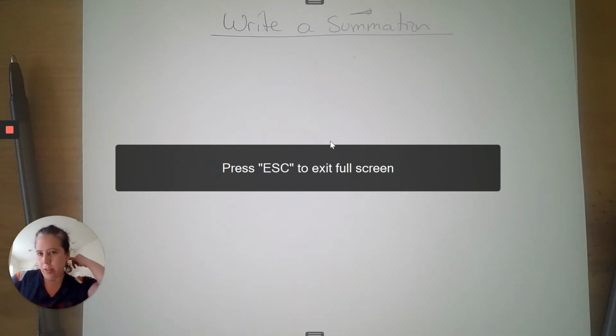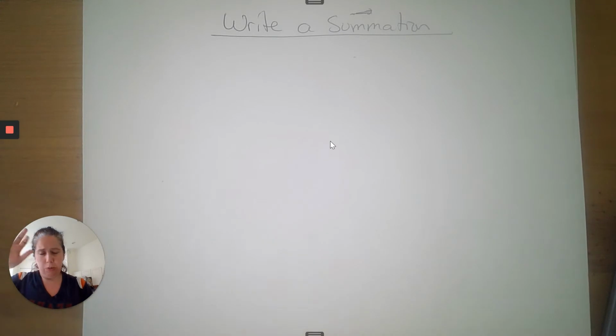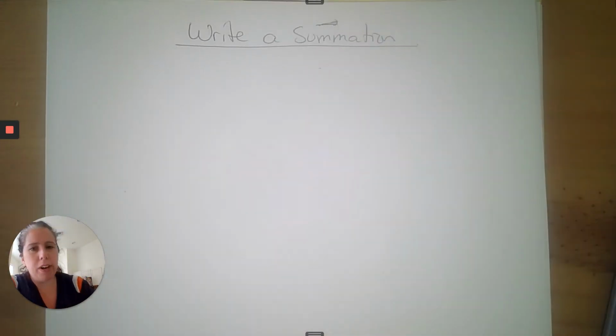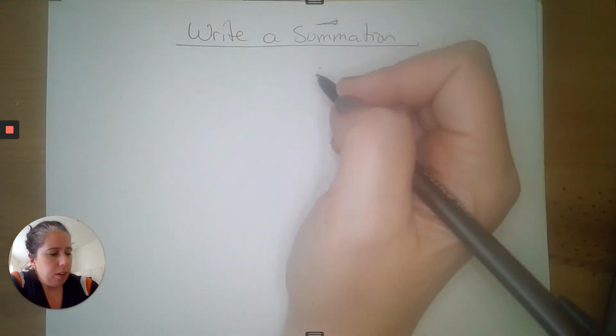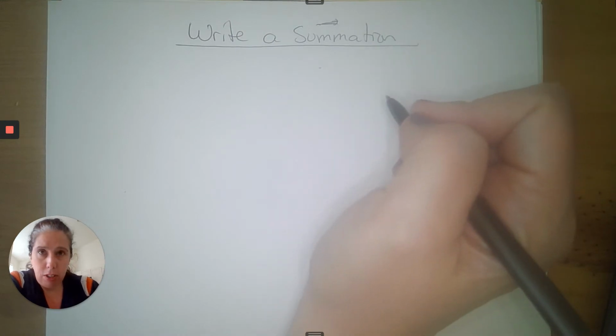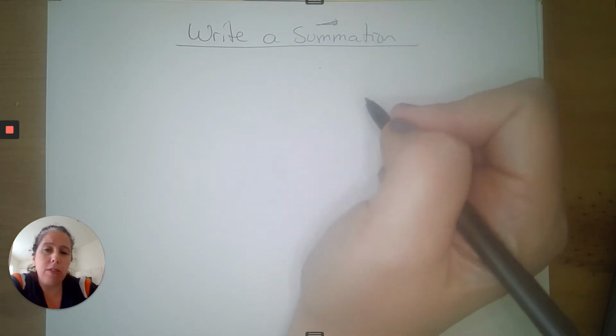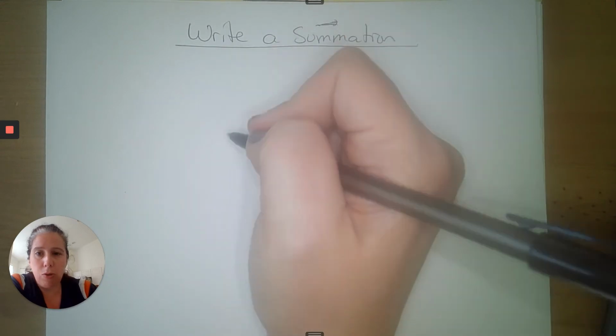Guys, so here's what we're going to do. This one is actually pretty super easy. If you thought the other ones were easy, this one's actually even easier. So today we're going to write a summation. You're going to be given an equation or a series, and you have to come up with the summation symbol. So the sigma symbol with the number on top and bottom.